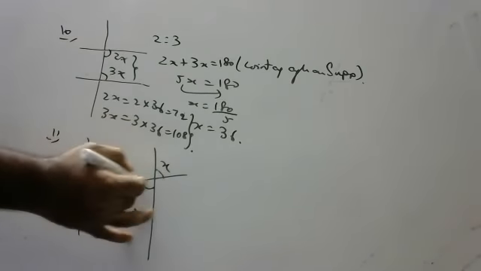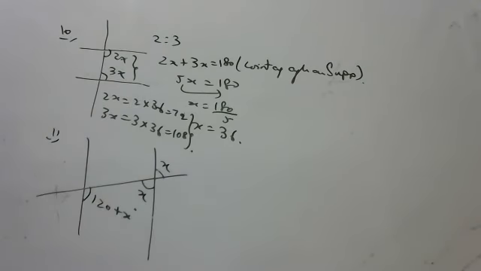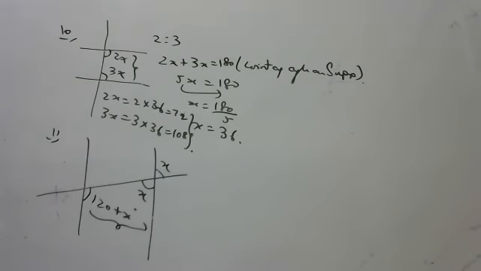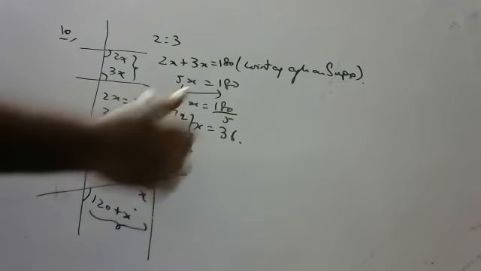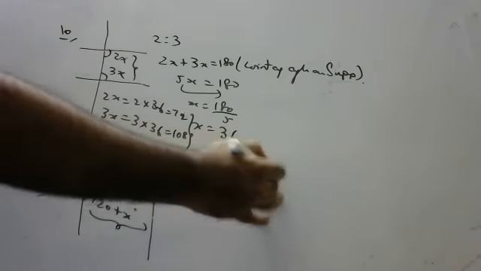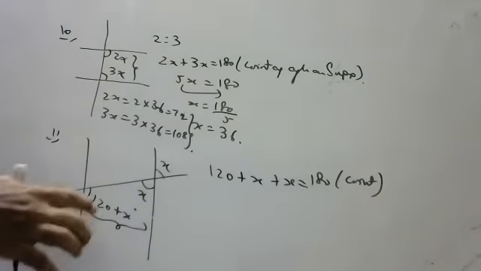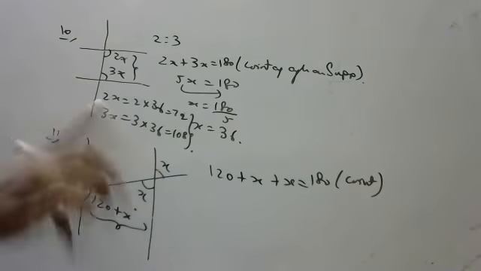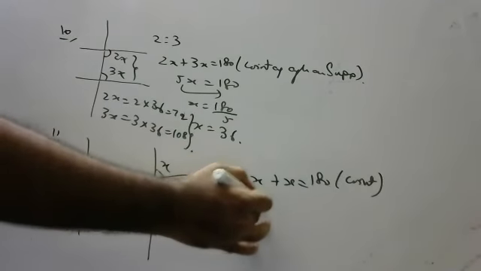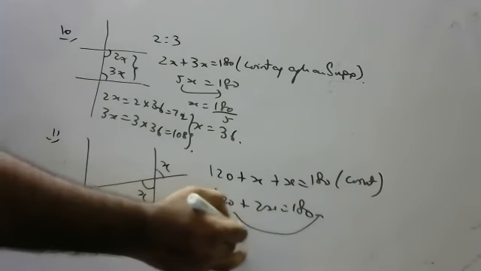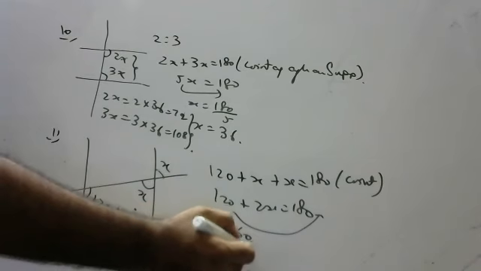If this is x, this is also x. Why, children? Anyone? Vertically opposite angles are equal. These both are supplementary. Why? Co-interior angles are supplementary. Add them. 120 plus x is equal to 180 because co-interior angles are supplementary. If this is x, this is x. This plus this is 120 plus 2x is equal to 180. 120 you bring here. 2x is equal to 60. x is equal to 30 degrees.